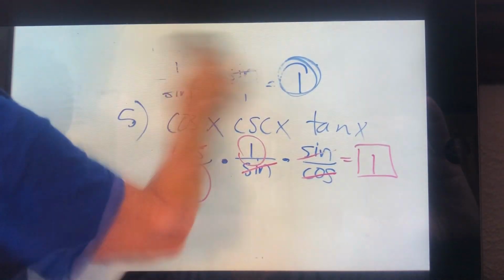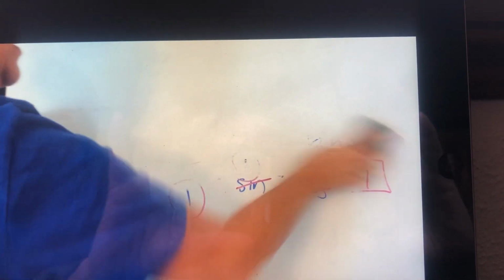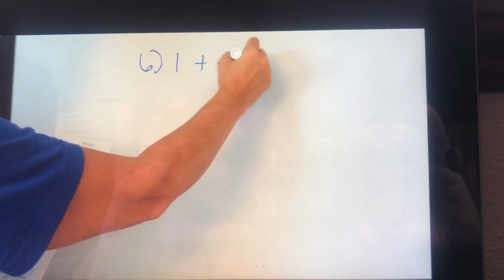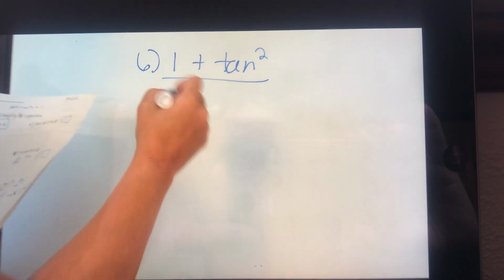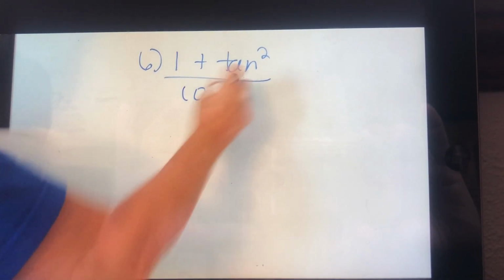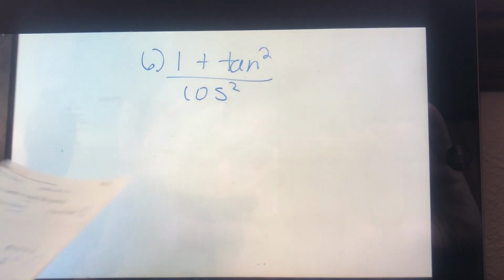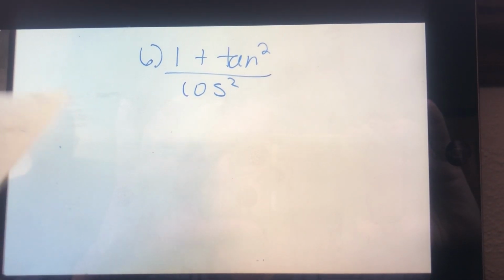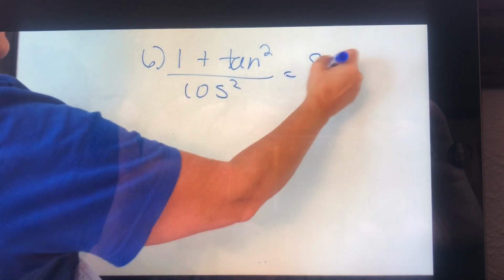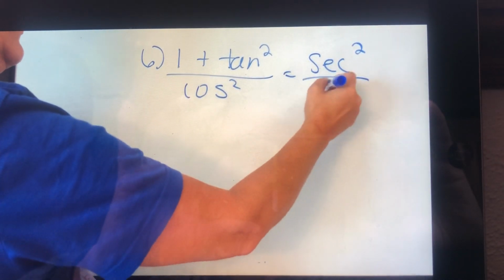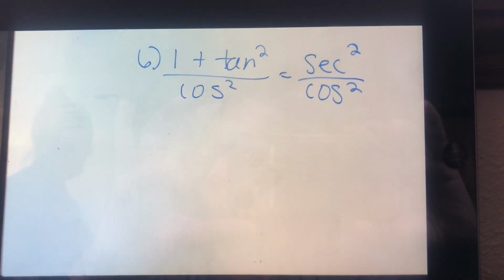6 is a little tricky. A lot of you got 6 wrong, but that's okay. I just want you to try. Let's look at 6. We've got 1 plus tangent squared over cosine squared. Okay, so there's that 1 plus tangent squared. Look at your Pythagorean identities, and you should get secant squared. So this is equal to secant squared over cosine squared.